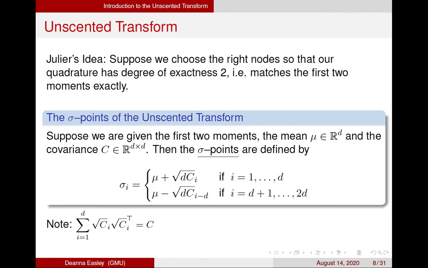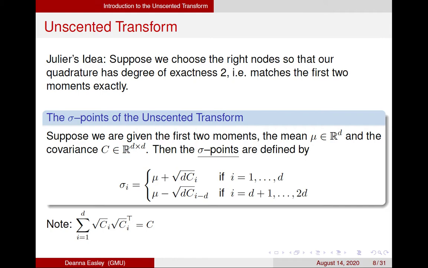The unscented transform is a quadrature rule developed by Julier and Uhlmann, designed to have the right nodes chosen so that the quadrature has degree of exactness 2, or another way to think of it is that it matches the first two moments of the distribution of x, the mean and covariance, exactly.